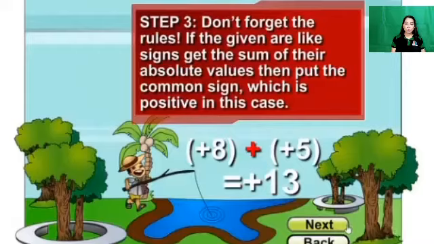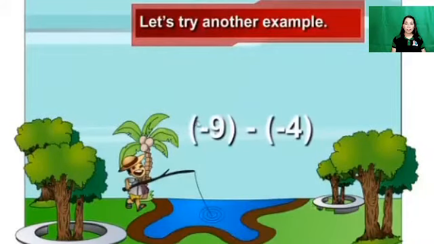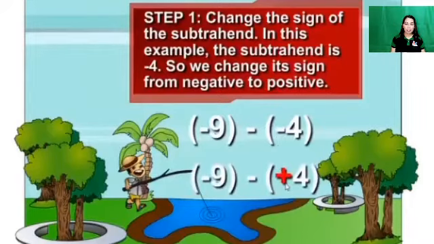Don't forget the rules. Let's try another example. Negative 9 minus negative 4. Change the sign of the subtrahend. In this example, the subtrahend is negative 4, so we change its sign from negative to positive 4.